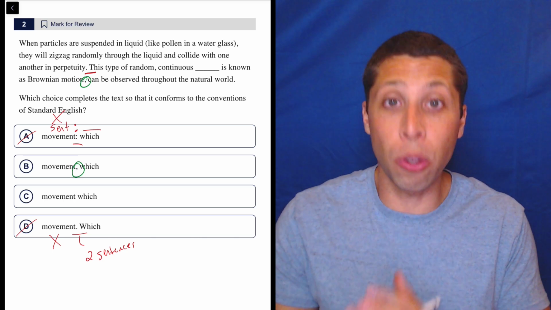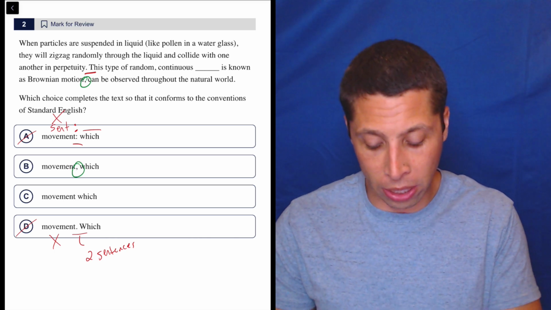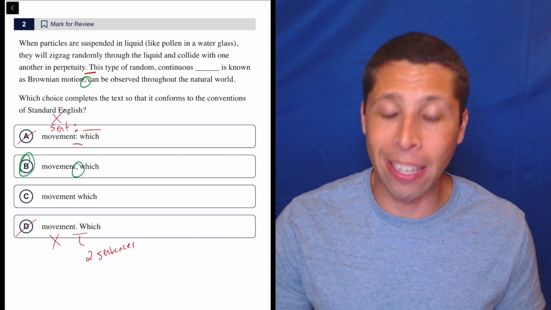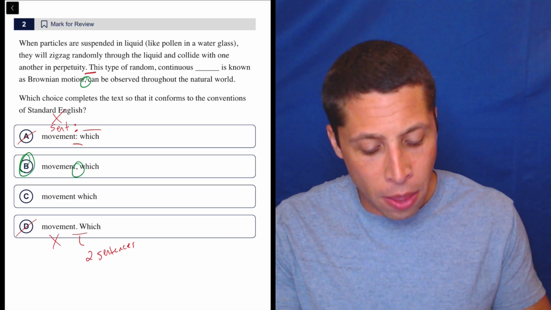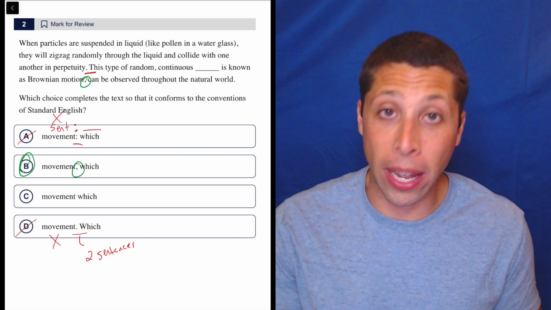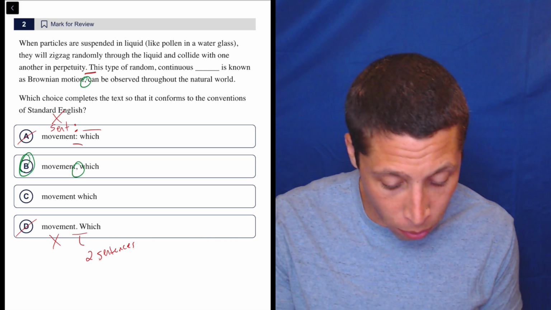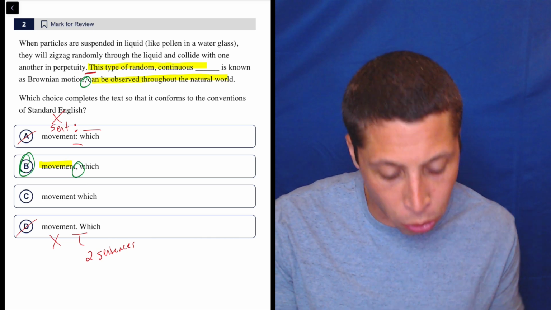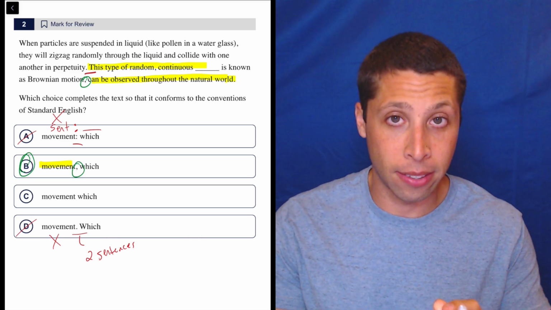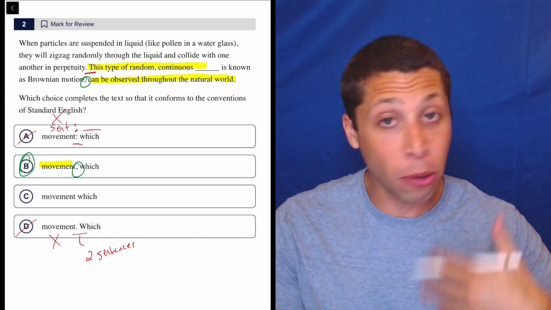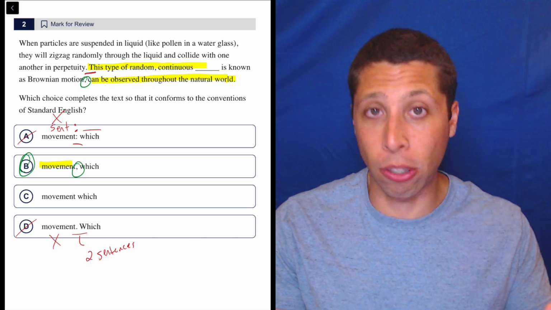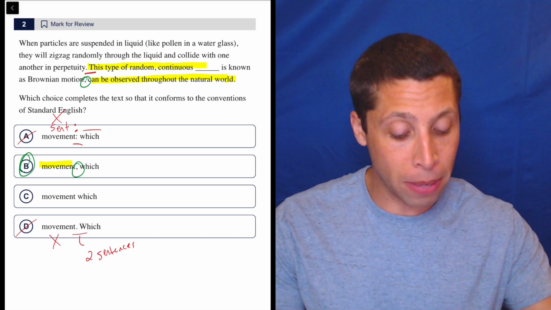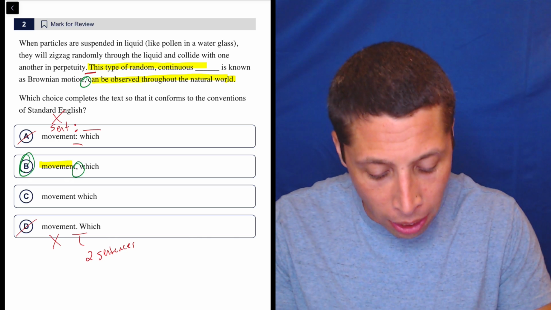And when we use the word which, we almost always are going to use a comma. There are some maybe exceptions, but feel free to ask about it in the comments and I'll eventually give it to you, but I don't think it's important here. The key is we can read this sentence without that clause and it is a sentence. So this type of random continuous movement can be observed throughout the natural world. That's the sentence. The which is known as Brownian motion, nice little description, but it's extra information I don't need. So that is the structure of the sentence. That is enough for us to pick B. That is the answer.